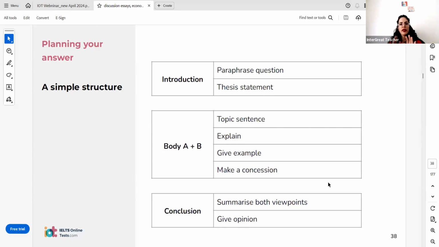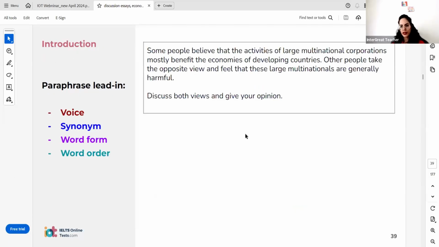So this is the simple structure you can learn in order to answer this type of essay, that is, discussion essays. Okay. Now, let's put it into practice. Let's write an essay using this structure, okay? Now, earlier I told you about the introduction: we start by paraphrasing the question, and then we need a thesis statement and an outline sentence.